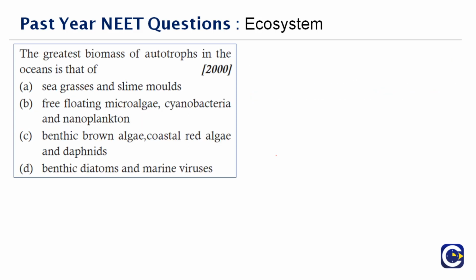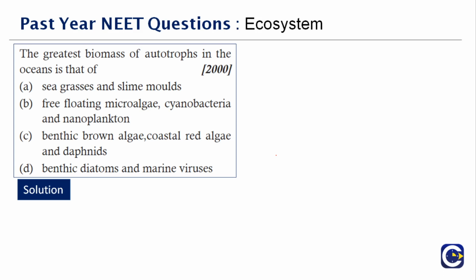Next question here. The greatest biomass of autotrophs in the oceans is dash. So what are autotrophs? They are the plants which can prepare their own food. They are not dependent on a source from something else. When they have enough light and the sources they require, they automatically prepare their own food. So analyze the options here. First option is sea grasses and slime molds. Then you have free floating microalgae, cyanobacteria and nanoplankton.